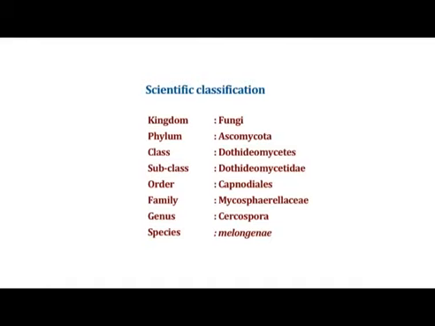Now coming to the scientific classification of this pathogen. Kingdom is fungi, phylum Ascomycota, class Dothideomycetes, subclass Dothideomycetidae, order Capnodiales, family Mycosphaerellaceae, genus Cercospora, and species is melongenae. Now coming to the character of the pathogen.